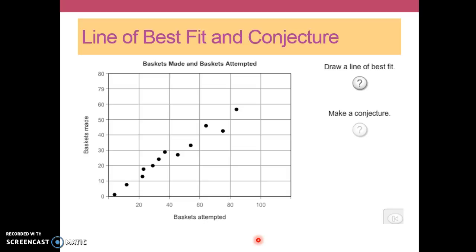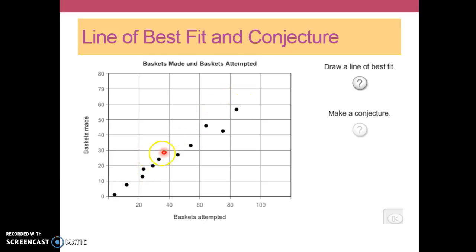So here is a conjecture we can come up with. This says baskets made and baskets attempted. Notice on the left, it's baskets made. We're keeping track along here, talking about basketball, by the way. And baskets attempted. And it makes sense that the more times you try to make a basket, the more baskets you're going to make, right?